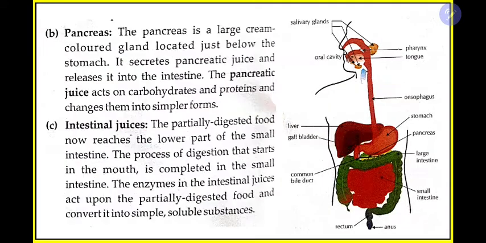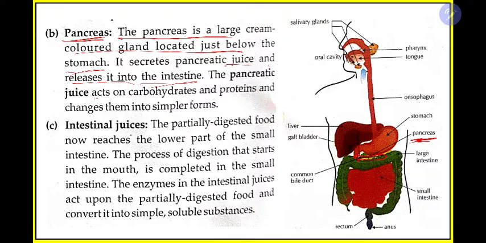Then after the liver we have the pancreas. So what does the pancreas do? The pancreas is a large cream-colored gland located just below the stomach. It is located over here, just below the stomach. It secretes pancreatic juice and releases it into the intestine. Pancreas secretes pancreatic juice and releases it into the intestine.